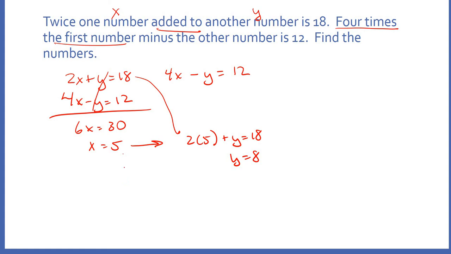So my solution is x equals 5, y equals 8. So the first number is 5, the second number is 8. And we can go back and test that. Twice the first number, that would be 10, plus the second is 18, that works. 4 times the first, that would be 20, minus the other one would be 12.